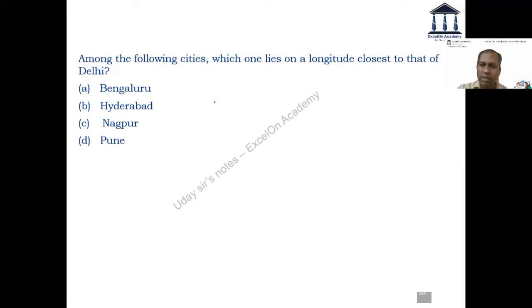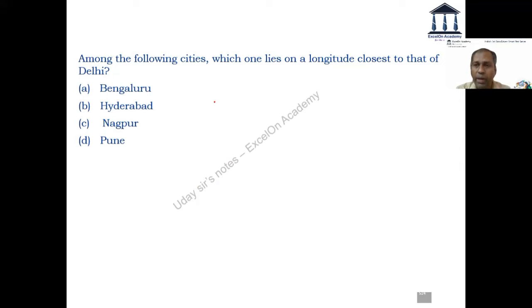Yeah, so this question, even though it's not environment, I had taken this to tell you how painful sometimes the questions can be when it comes to maps. How painful it can be. This is one of those questions where you feel, where do I start? Because Delhi longitude is referring to Delhi's longitude.